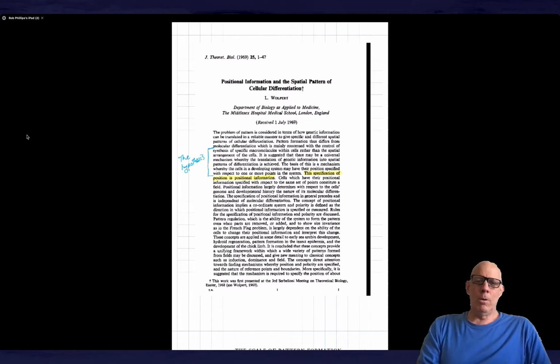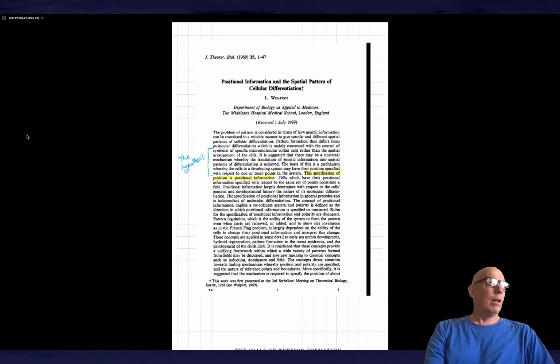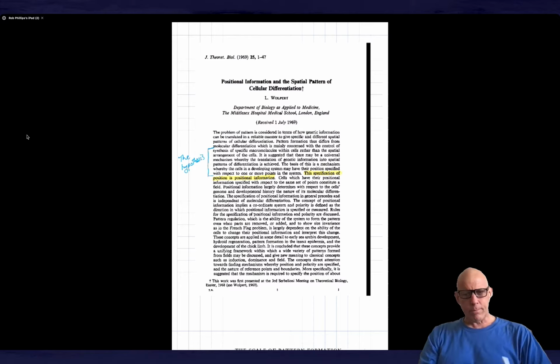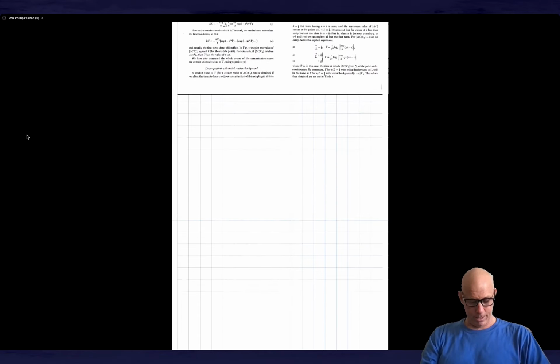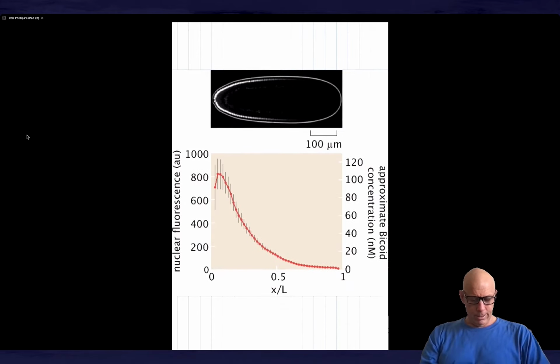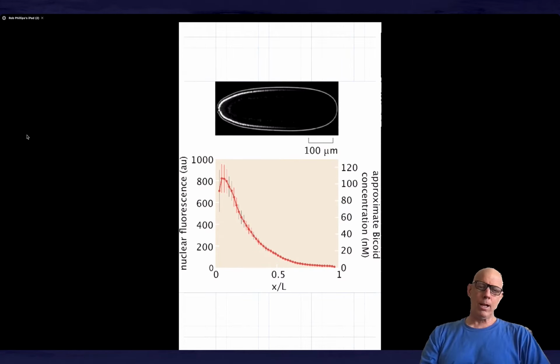Welcome back. So what we're going to do now is we're going to dig into the details of this idea of positional information. That's going to allow us to talk about reaction-diffusion equations, and it should be fun, and it conveys a lot of sort of intellectual power, as you'll see. So I want to just remind you of what the concept is here.